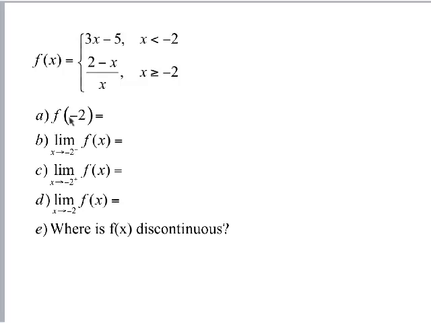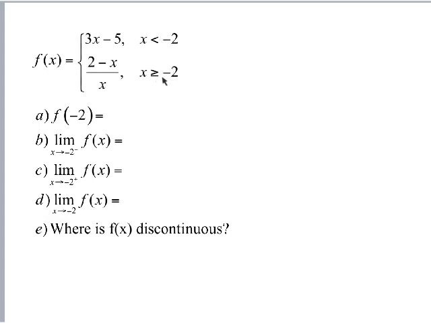So let's answer these 5 questions from this piecewise function. If I want to find f of negative 2, that means I want the value at negative 2. What you notice for this piecewise is negative 2 is where these two graphs might connect. It's where the intervals switch. So basically, for f of negative 2, I have to look at which interval has negative 2.